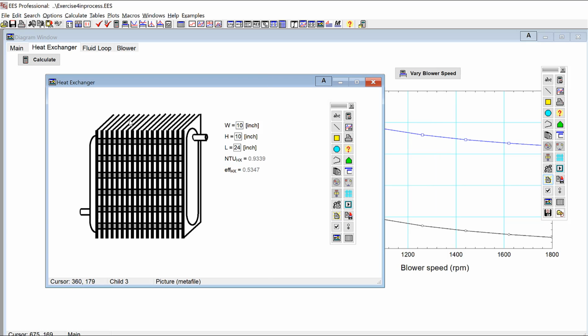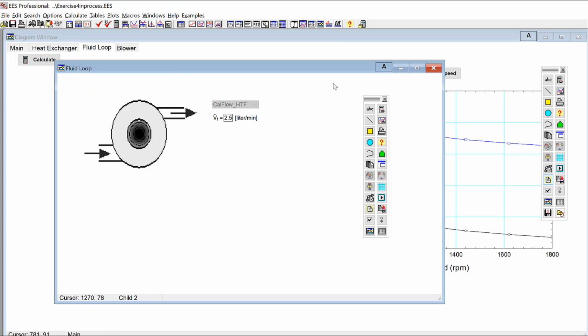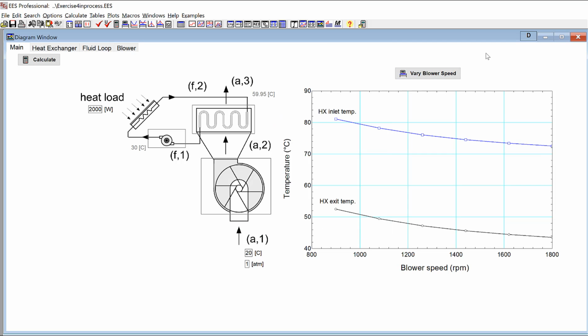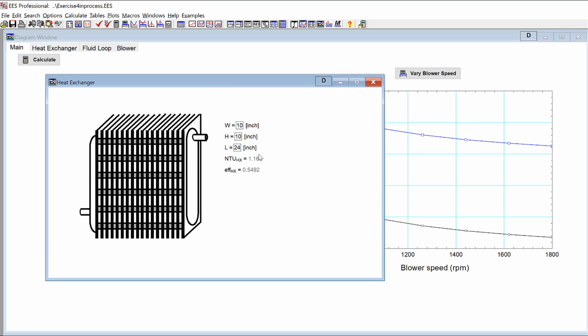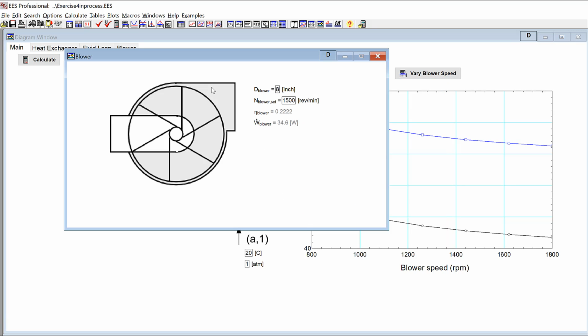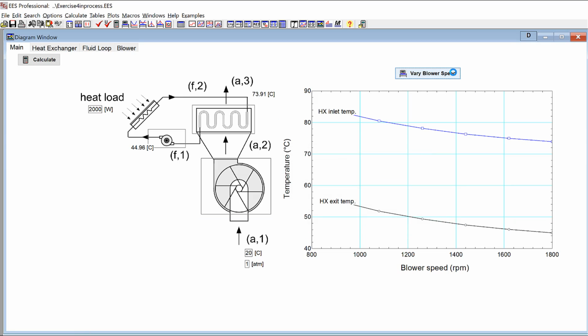And that's probably good. So I think at this point we've completed the problem, so we can put everything into development mode. That's already in development mode, and then that. And we have a nice GUI for our program, so we can run a simulation. So if I want to change the heat load, I would change it here. If I want to change the heat exchanger, I would click on the heat exchanger and bring up that child diagram window. I can change things about the fluid loop, and I can click on the blower to change things about the blower. But that's pretty much it.